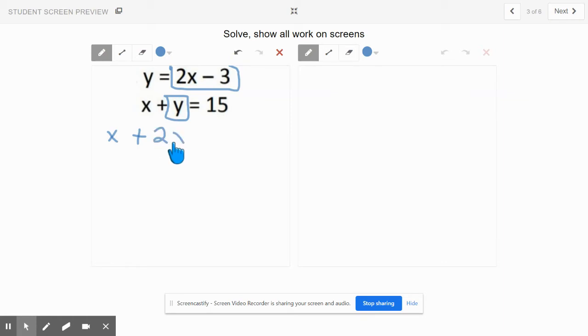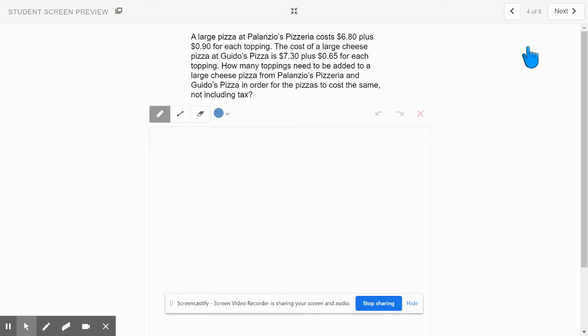So I'm going to put 2x minus 3 equals 15, okay? Solve for x. Once you solve for x, plug it in here, and you'll get your y, okay? These are all concepts you should know pretty well, all right? Let's go. Next slide. All right, now you have a word problem.